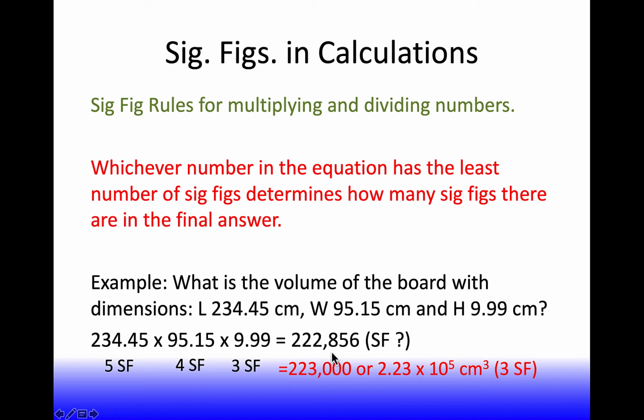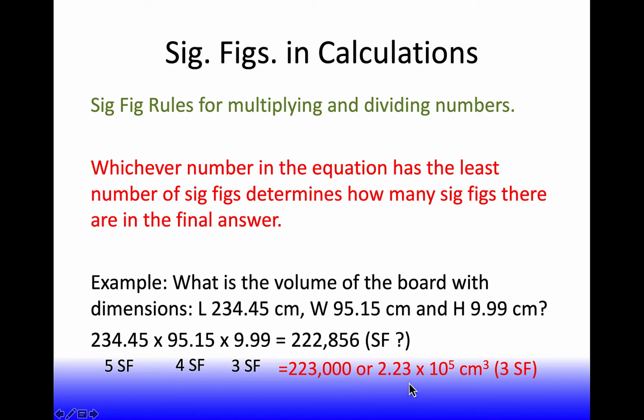Now, the rules for rounding are standard. If you have a 5 or greater here, that 2 will round up. If you had a 4 or lower here, it would round down and it would stay a 2. Because this is an 8, we have to drop the 856, make it zeros, and we have to round the 2 to a 3. So 223,000 is the correct answer.